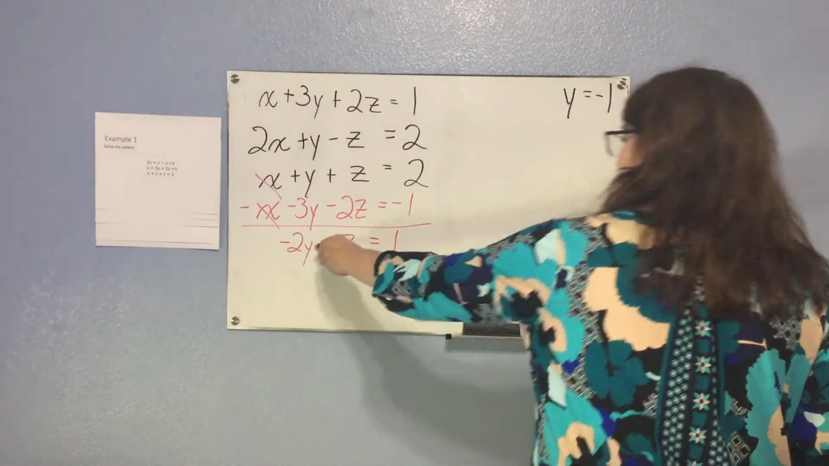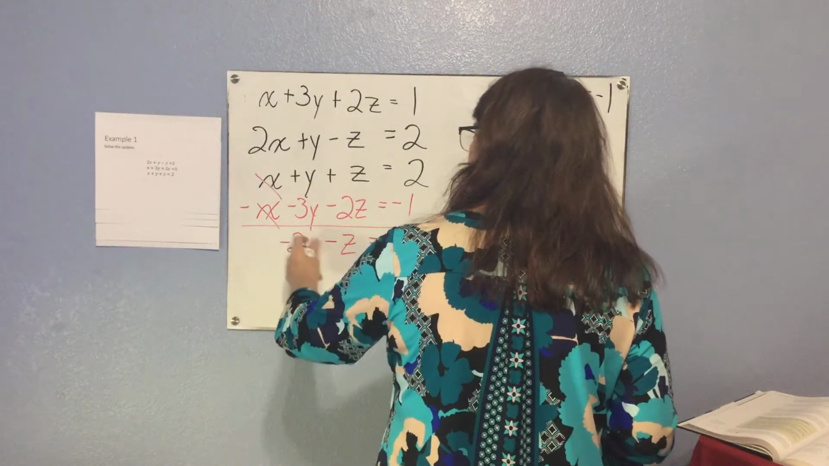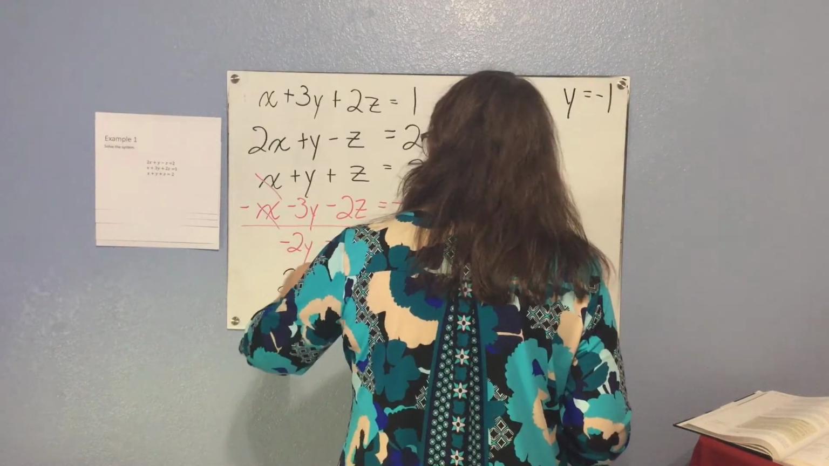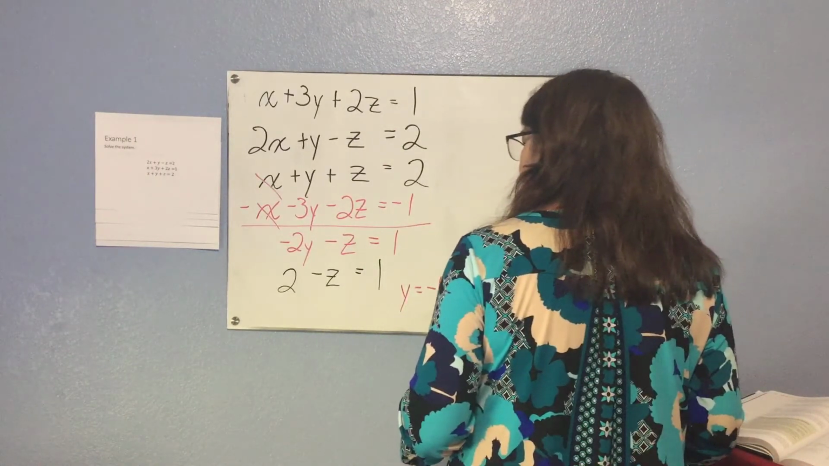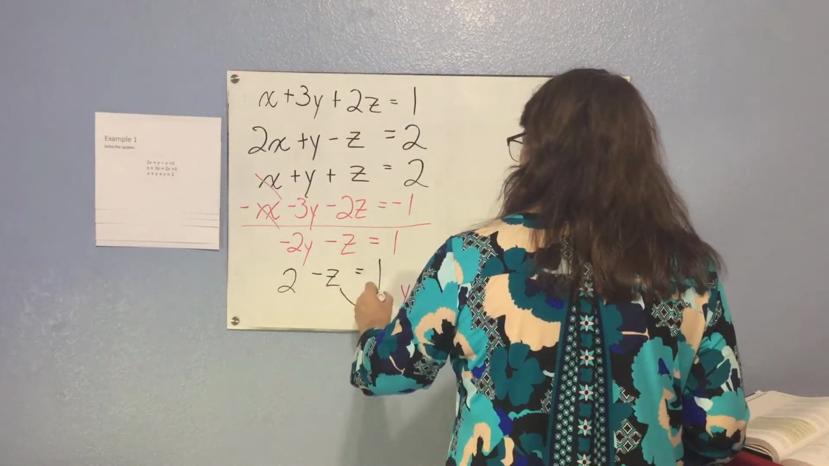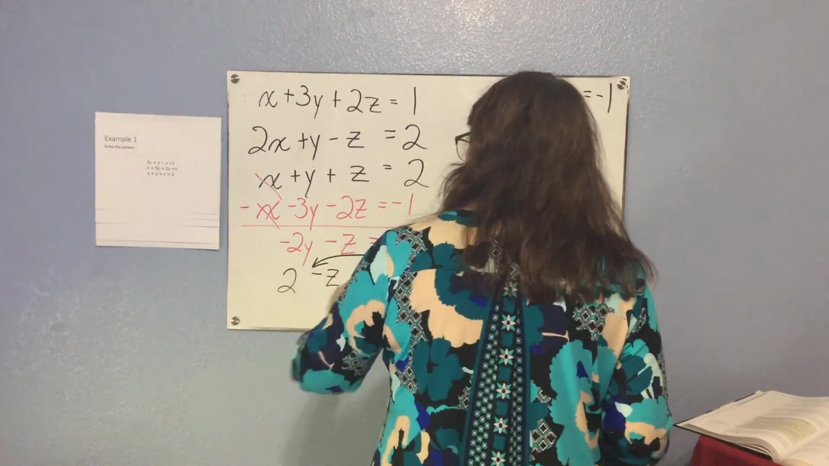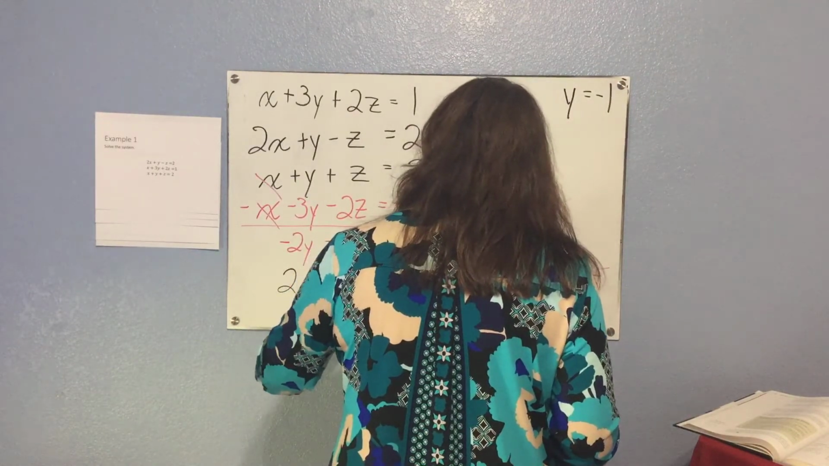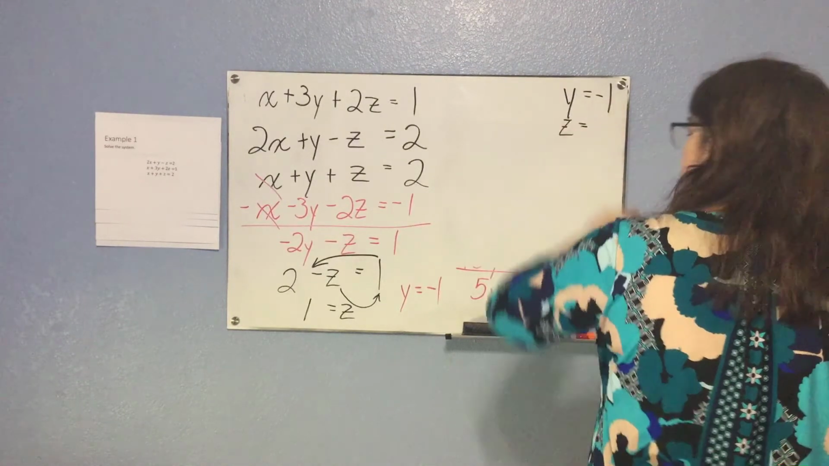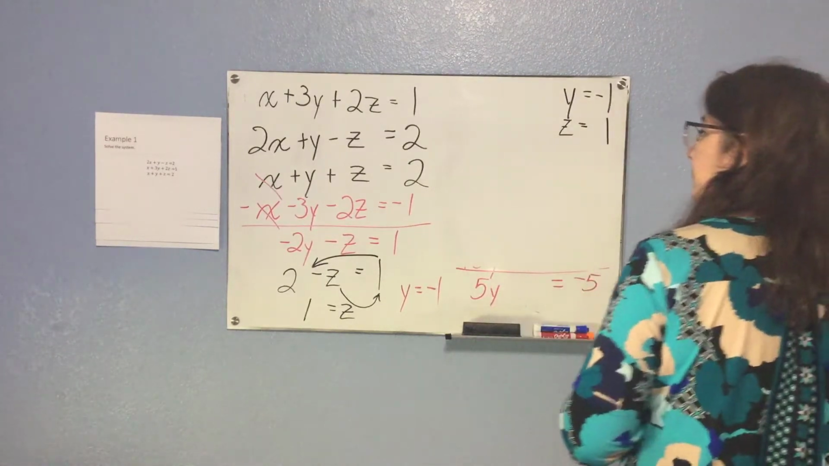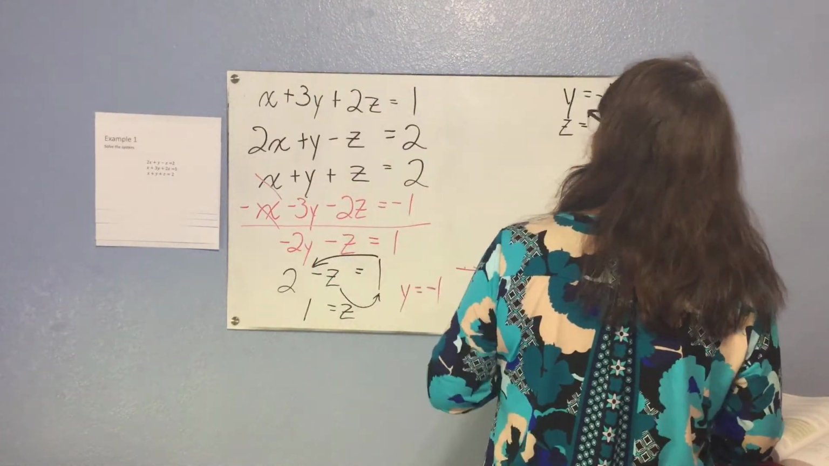Looking at this equation, I could rewrite this one, put the negative 1 in here, and I have negative 2 times negative 1, so positive 2 minus z equals 1. So this tells me if I move the z over here and I move the 1 over this way, 2 minus the 1 is going to give me 1 equals z. So I'm going to add that to my information up here. z equals positive 1.